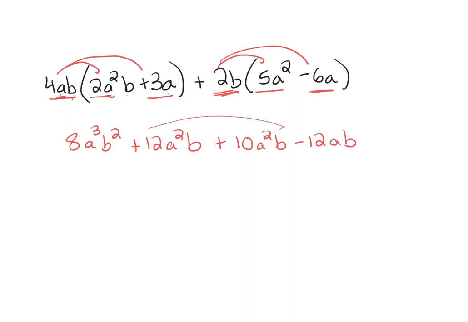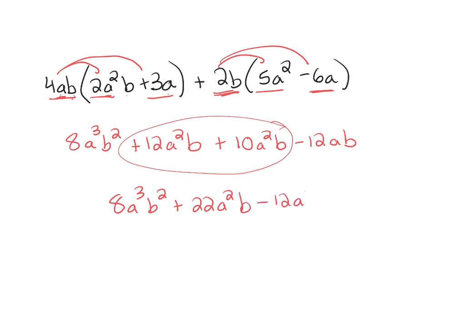Let's see, the middle terms, they are like terms because they both have a squared b. So I've got 8a to the 3rd b squared plus 22a squared b minus 12ab.